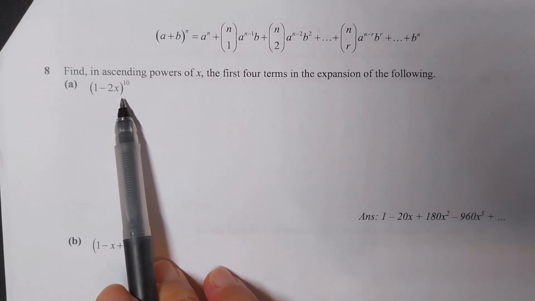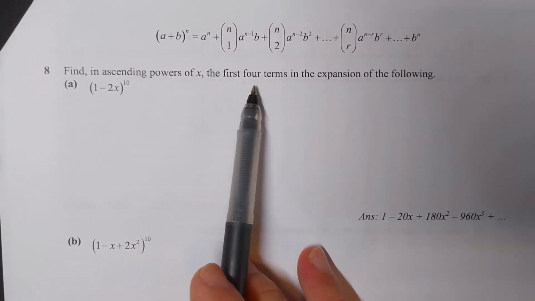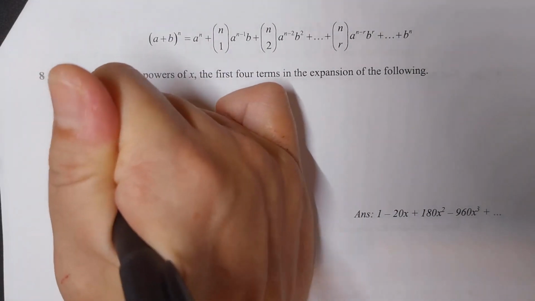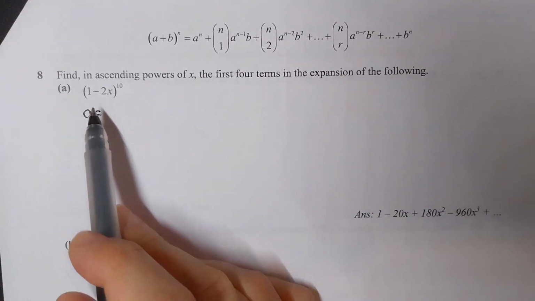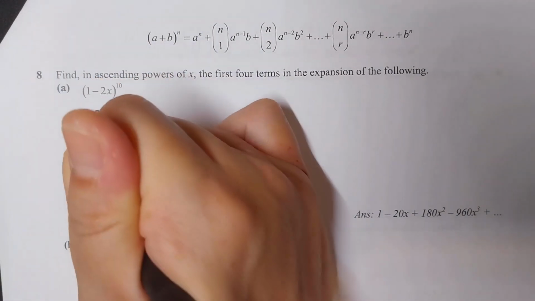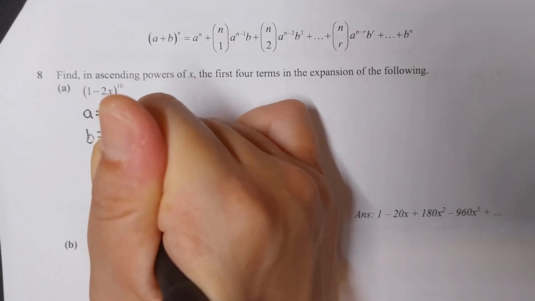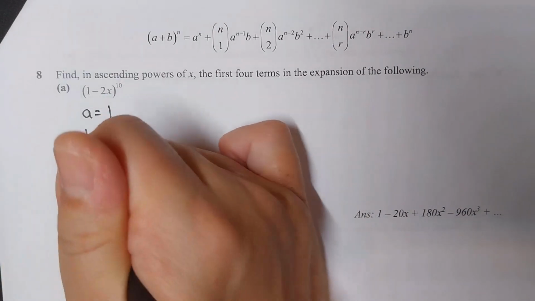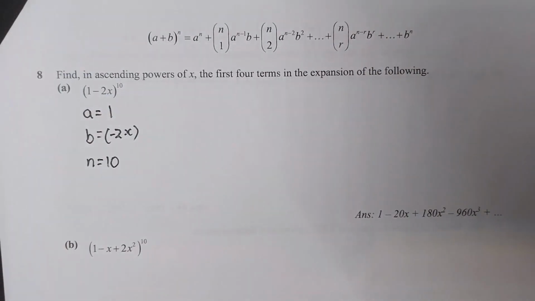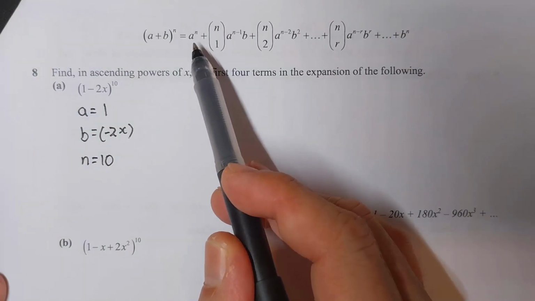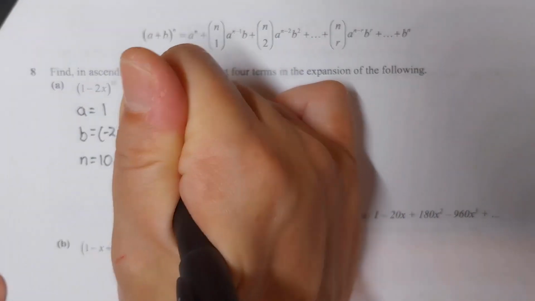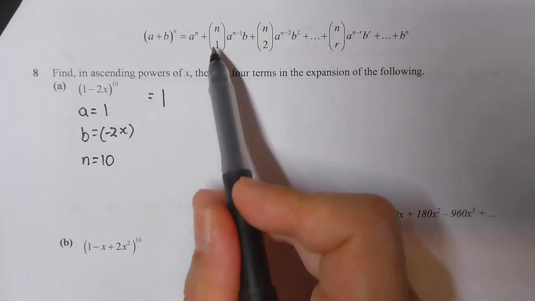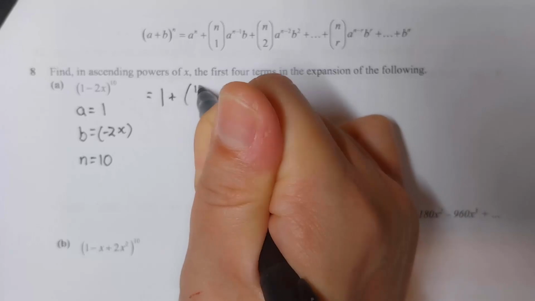In this question, we are asked to find in ascending powers of x just the first 4 terms of this expansion. So, once again, it's good to write down the values of a, b, and n. So, a equals 1, b equals negative 2x, and the value of n equals 10. So let's simply try to apply the formula here. We will have 1 to the power of 10, which is simply 1. And we will have 10 choose 1.